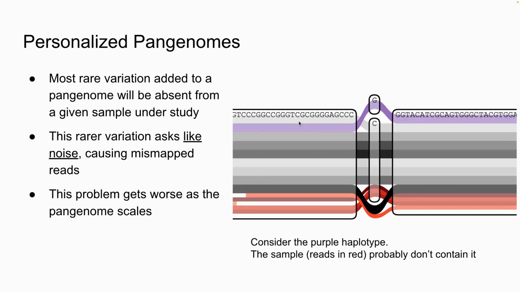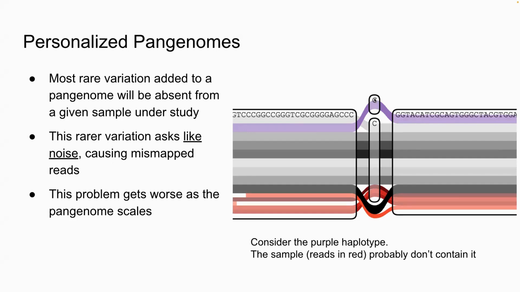Just to illustrate this, here is a sequence tube map. Reads are in red here. Consider this purple haplotype that contains this apparently relatively rare G. For people who are not familiar with this view, the other haplotypes are these gray things. This G is very unlikely to be present in my sample at this location.